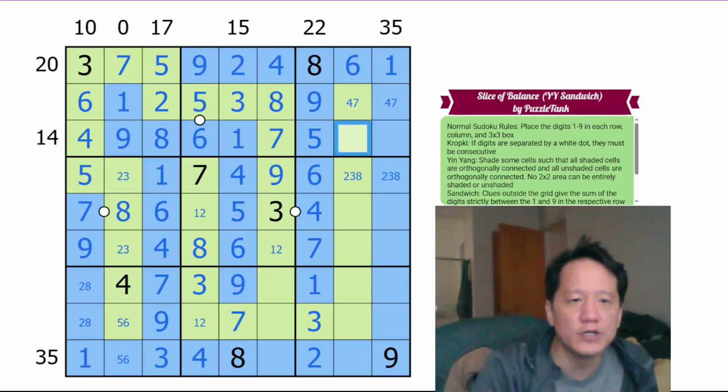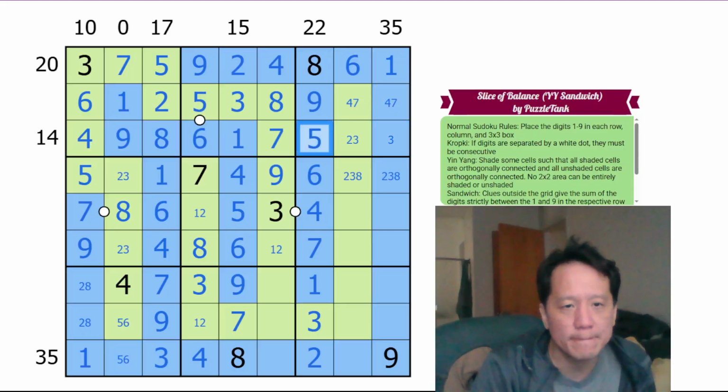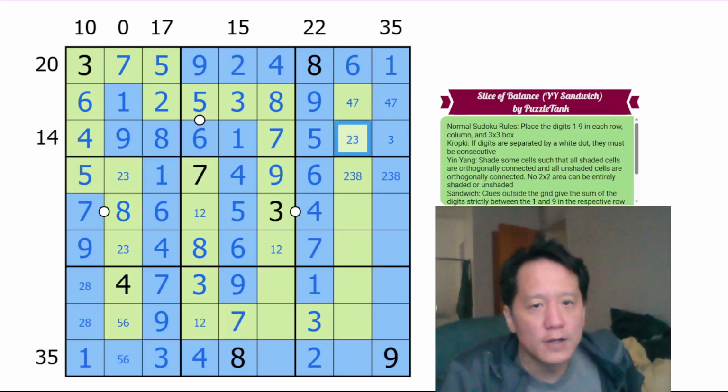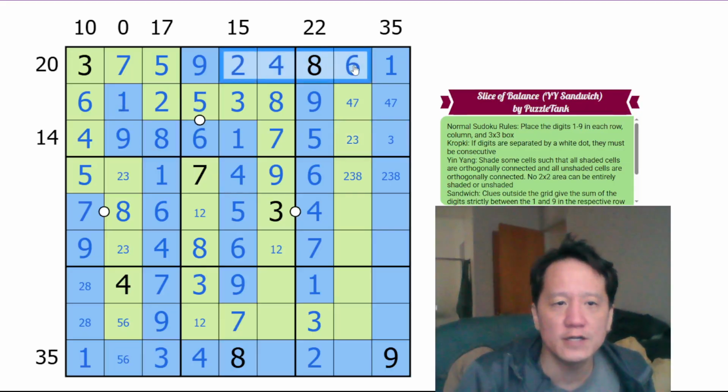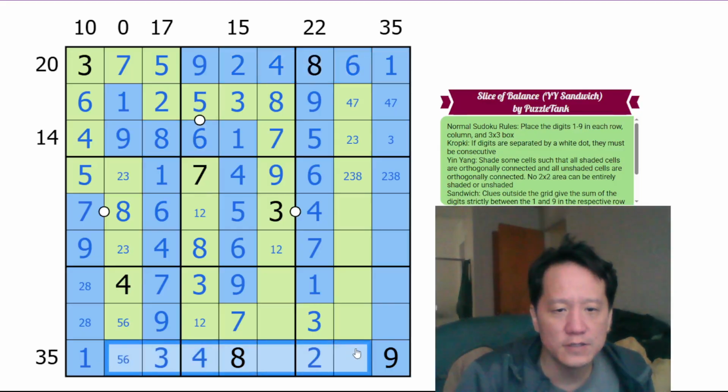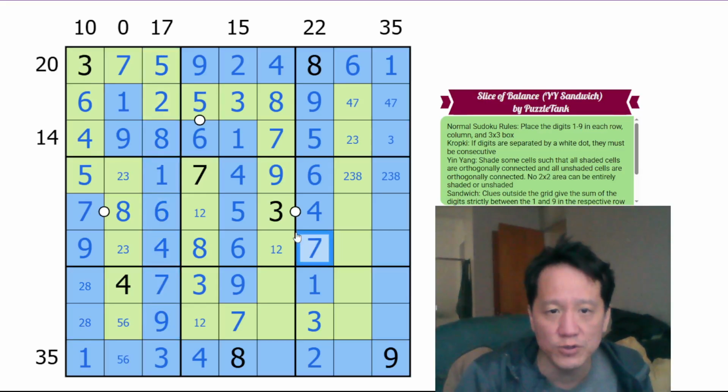And we have 2 and 3 in row 3. Let's just check. I think we should have everything done then, right? Sandwiches. 2, 4, 6, 8 adds up to 20. 6 and 8 add up to 14. These are definitely adding up to 35. So are these. 4, 5, 6, 7 adds up to 22. 4, 7 is 11. 5, 6 is 11. 4, 5, 6 adds up to 15. Nothing between 0. 2, 8 adds up to 10. And 6, 4, 7 adds up to 17. So we're done with all the sandwich stuff.